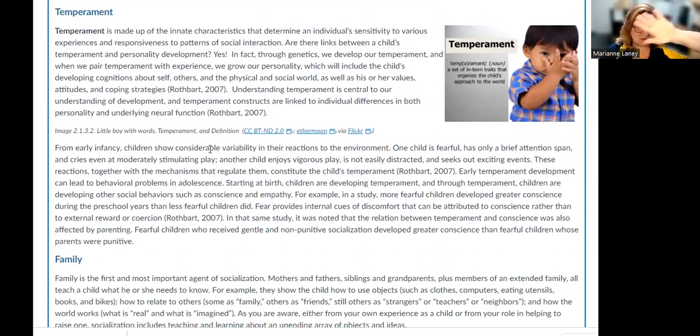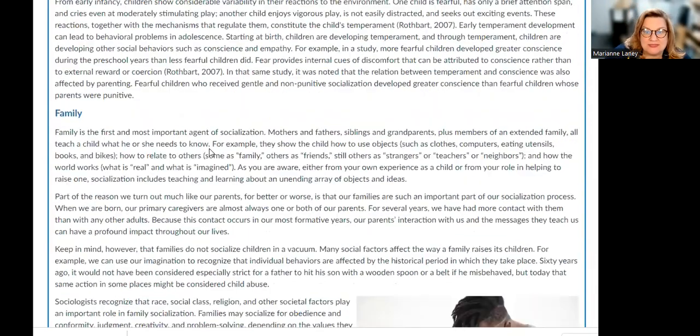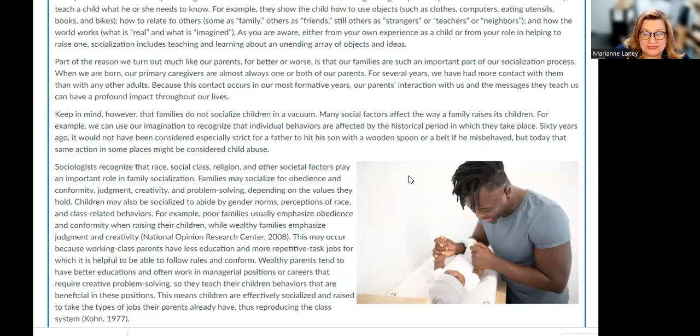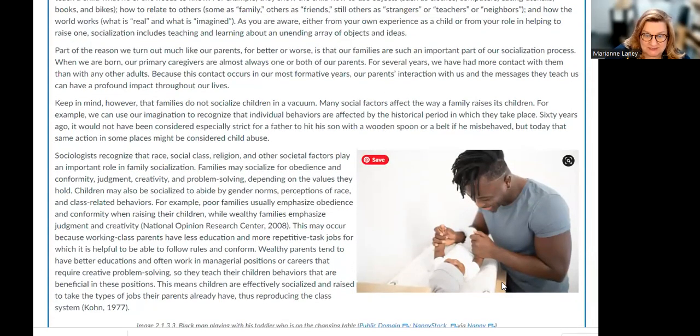I already mentioned that you can go with the flow in certain environments, but family is the number one agent of socialization. Family is the most important agent of socialization. I will ask you this 100 times. Again, we can turn out like our parents or opposite of our parents, but the bottom line is they're the people who bring us into the world, and they teach us what they think is important for us to be successful.